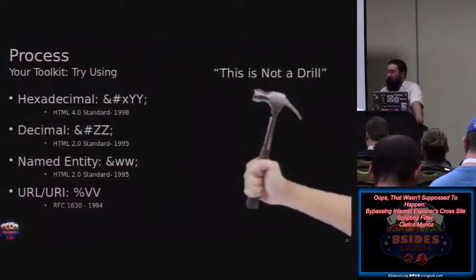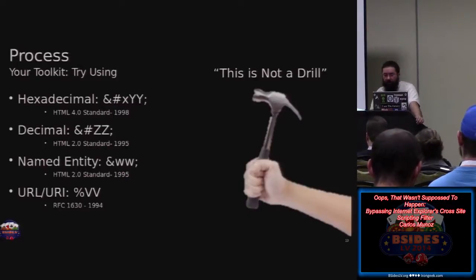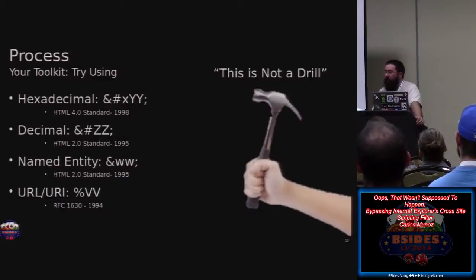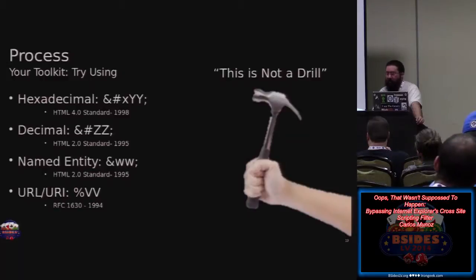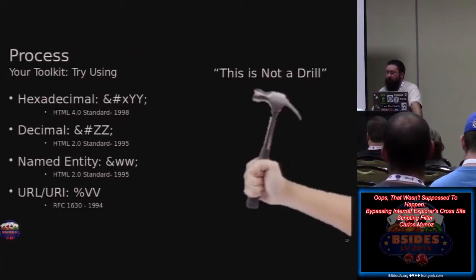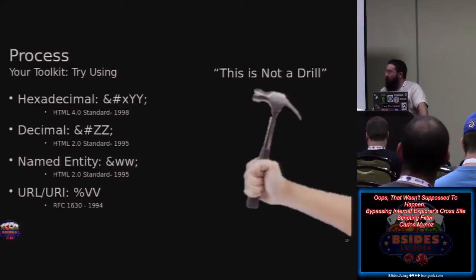And in terms of disguising your very first injection, there's various standard encodings that you can use. Hexadecimal encoding, where it's ampersand hash x followed by an alphanumeric character reference, semicolon. The decimal, which is ampersand hash, a numeric character reference, semicolon, named entities, ampersand, some sort of alphabetic string that describes a character, and plain old URL/URI encodings.